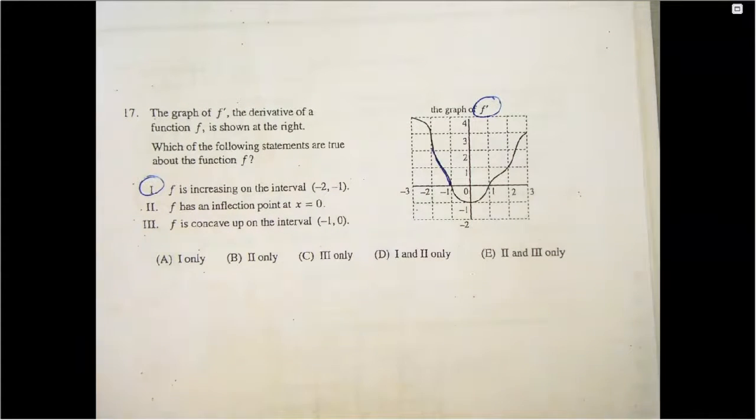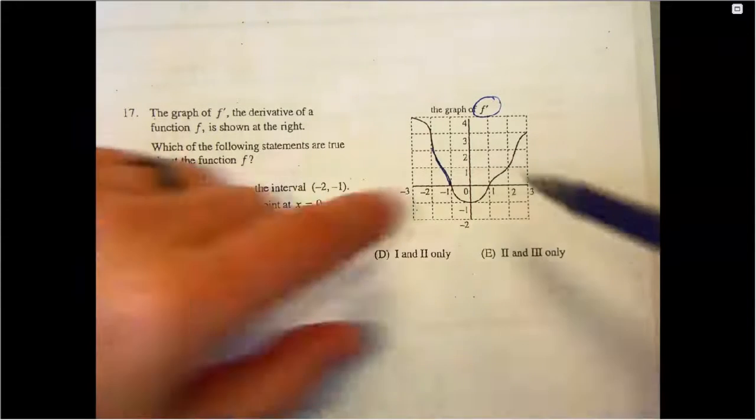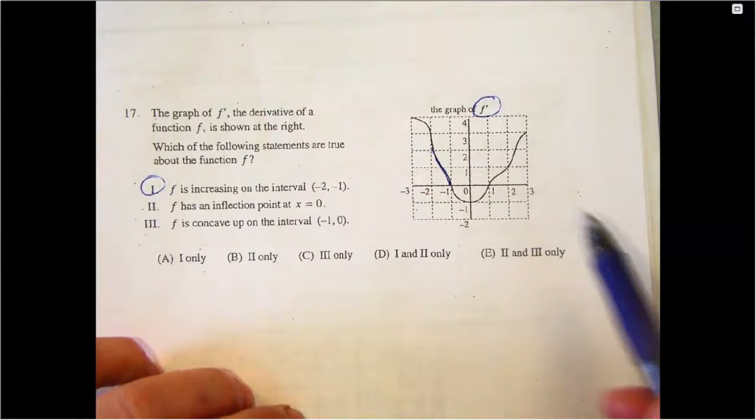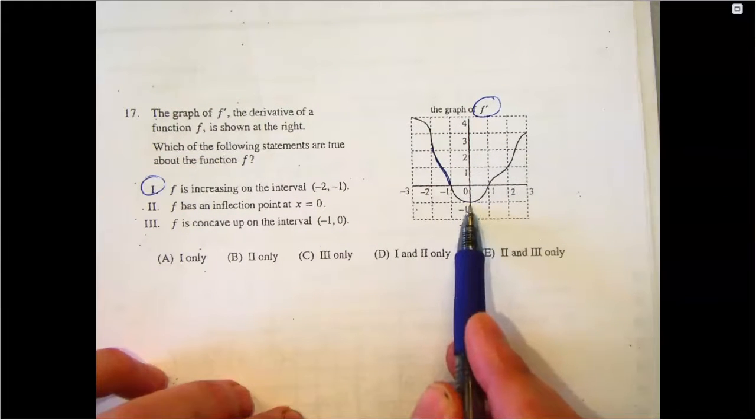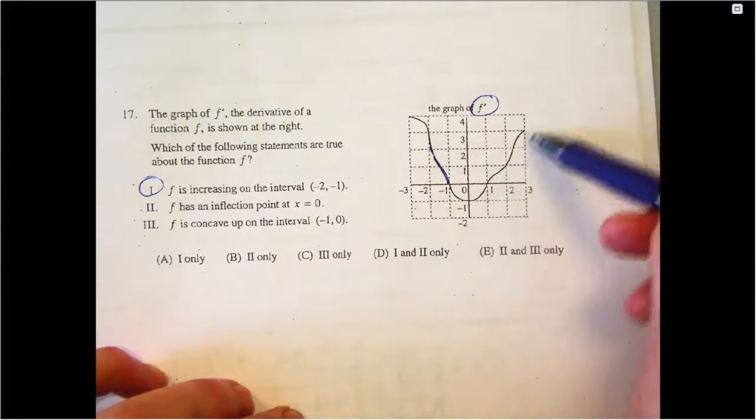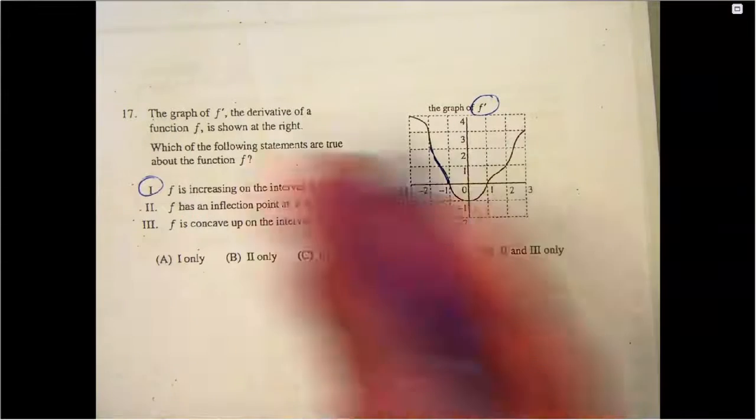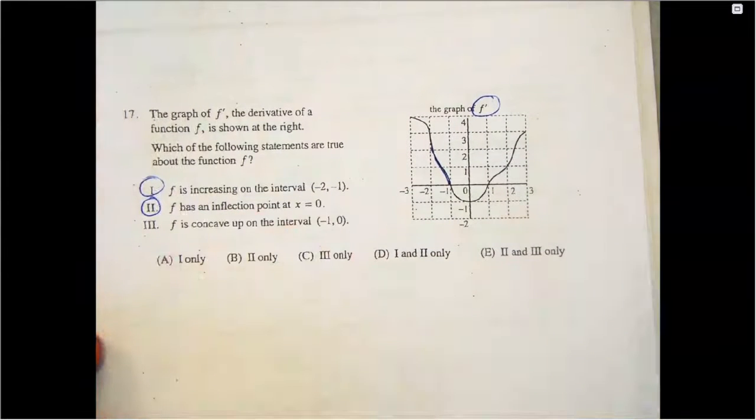2, f has an inflection point at x equals 0. So again, inflection points come from the second derivative. So to get to the second derivative from what I'm looking at, I've got to take the slope. So the slope prior to x equals 0 is negative. The slope after x equals 0 is positive. So it does switch there. And that is a point of inflection.